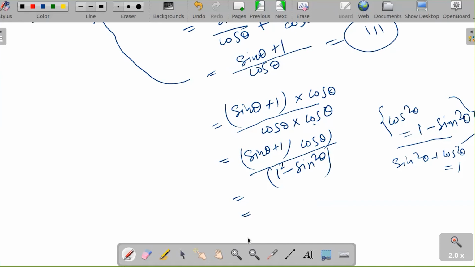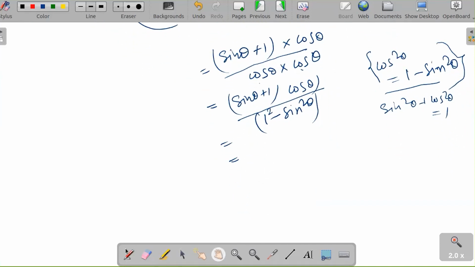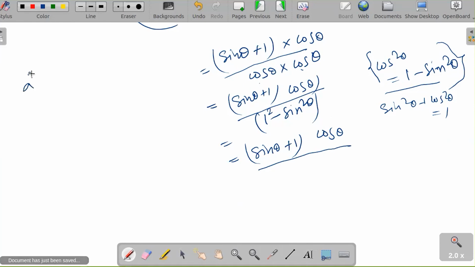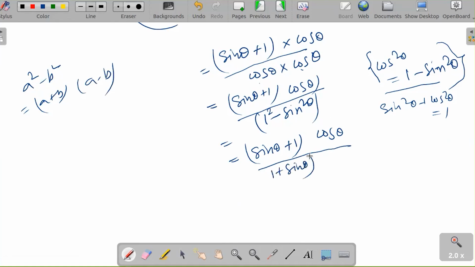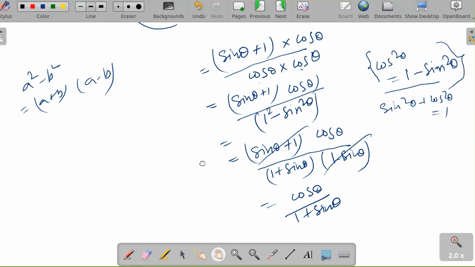Can anyone tell what will be the next step? We can apply a formula from algebra here, but which formula? Can anyone tell why I have done like this? We have used a square minus b square, which is a plus b into a minus b. So this will be 1 plus sine and 1 minus sine. What will be the benefit here? This will be cancelled out, and this will be cos by 1 plus sine.